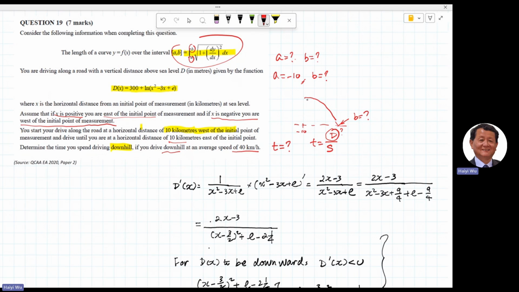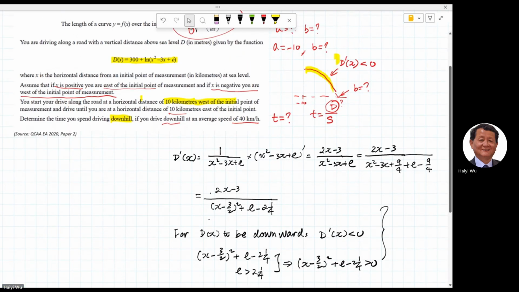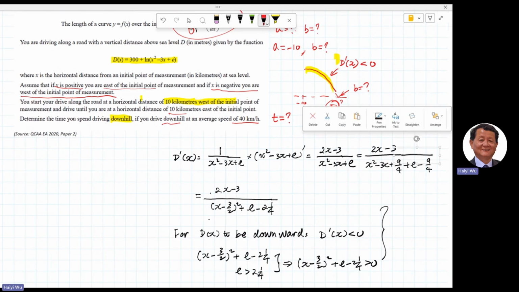In order for the curve to be downhill, we need a derivative. We need to find the derivative and make it negative. So let's do the differentiation first. Derivative of the log is 1 over the bracket, then differentiate the bracket. So it's a chain rule. The answer will be (2x minus 3) divided by (x squared minus 3x plus e).